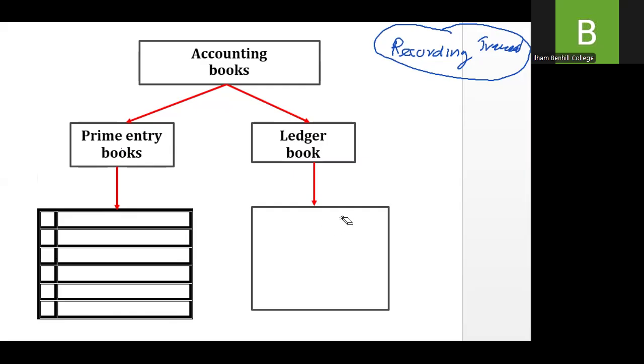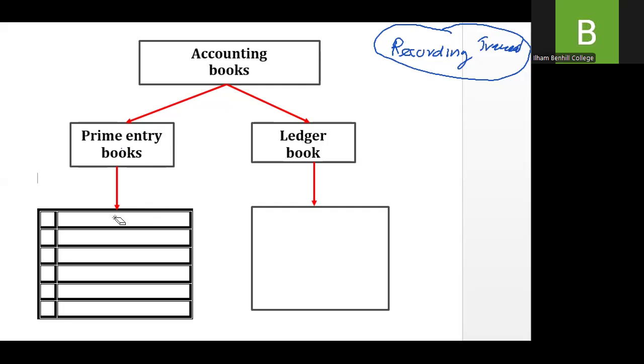But we don't draw those prime entry books in the book of ledger, because the cash book is also considered as an account, a cash account. Sometimes the cash book is called a cash account. I told you all the accounts are drawn in the ledger, but we don't draw a cash account in the ledger because the cash book is considered not only as a prime entry book, but also as an account.